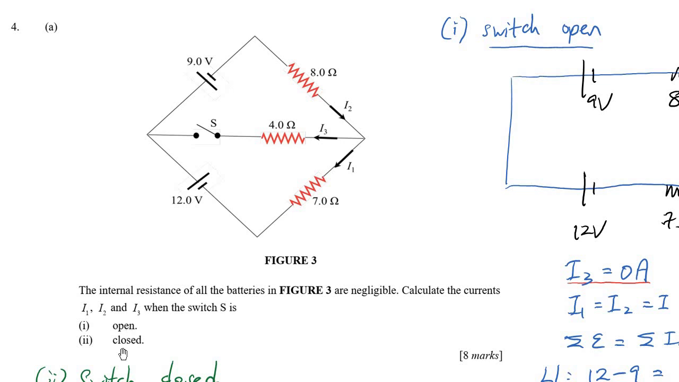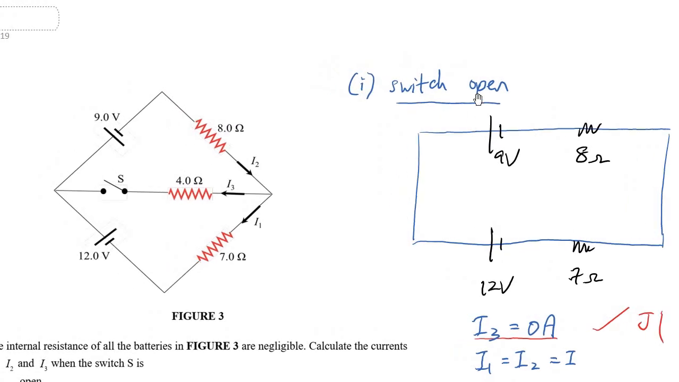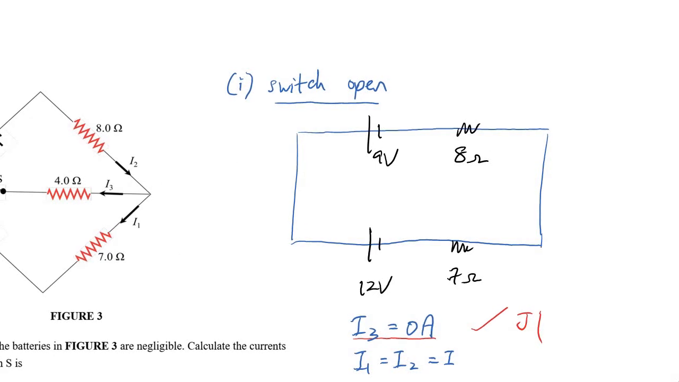Open or closed. Okay, look at the first one, when the switch is open. You see, when the switch is open, it becomes only one loop, which is the outside loop. So when the switch is open, it only has one loop, so it only has one current. There's no I2, I3, I1. It's only I. There is no multiple current.